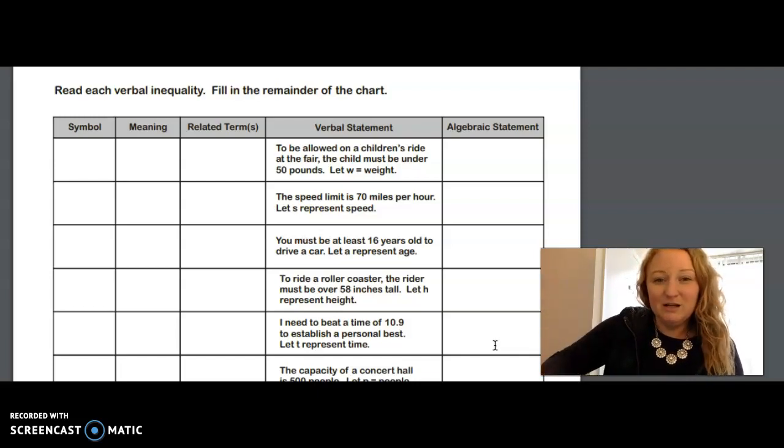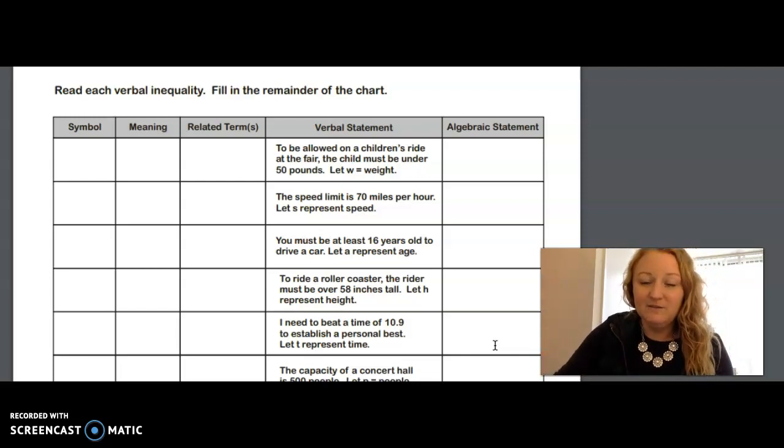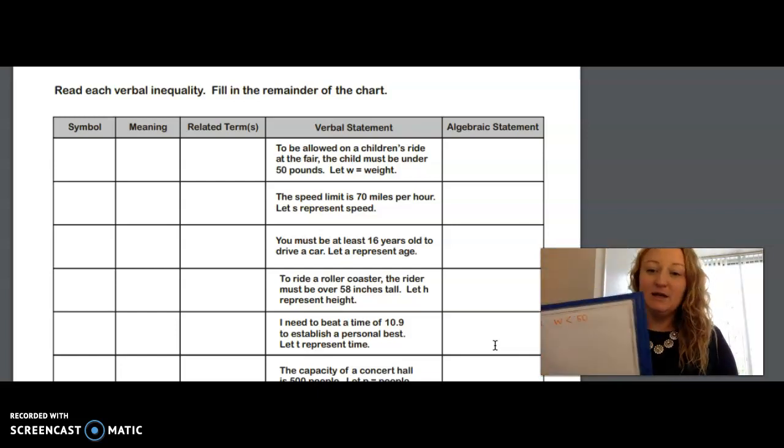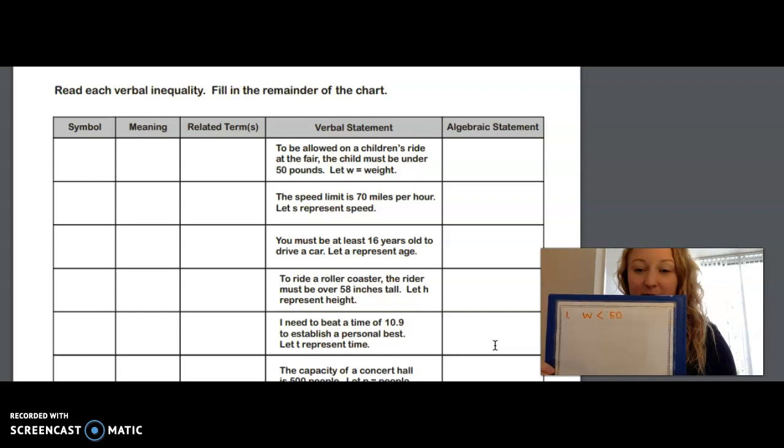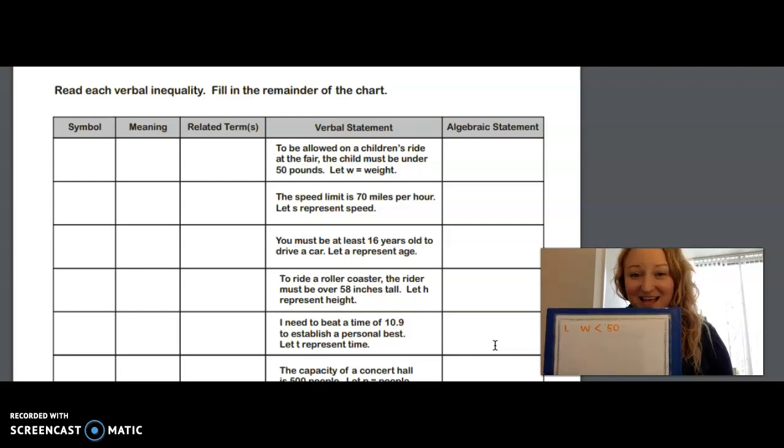So I'm going to reread it. To be allowed on the children's ride at the fair, the child must be under 50. So the weight has to be less than 50. Must be under 50, so they can't be 50 pounds. Has to be under 50. So here's my inequality: W is less than 50. The weight is less than 50.